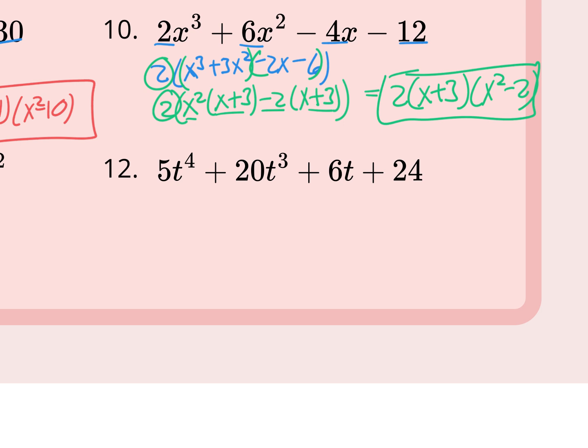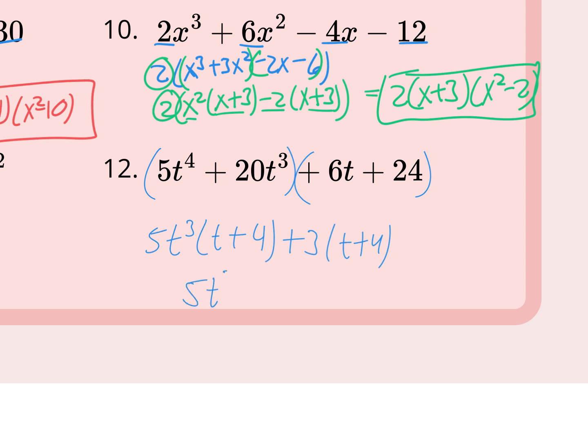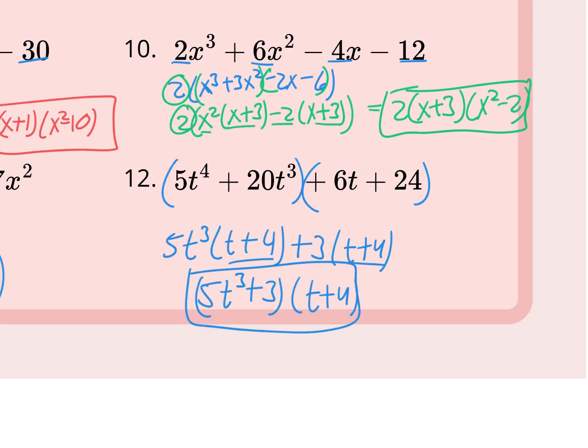And then last one, it looks like in these terms there's no GCF, so I would just jump straight to grouping. Group the first two, group the second two. In our first group, I could take out a 5t to the third, and I'm left with a t plus 4. In my next group, I can take out a 3, and I'm left with a t plus 4. 5t to the third plus 3 is what's left over, and t plus 4 is what matched. So we get that as our final answer.